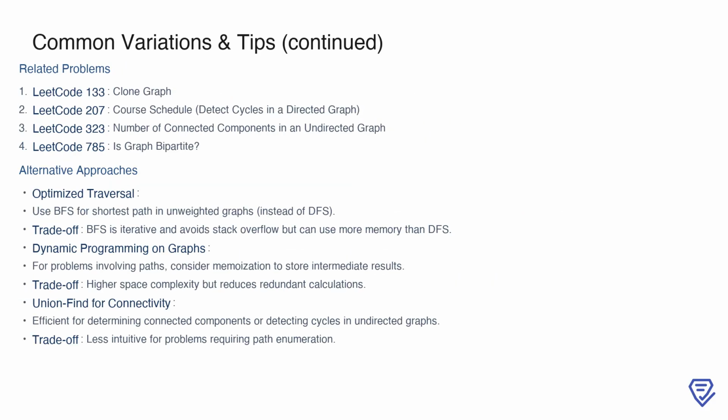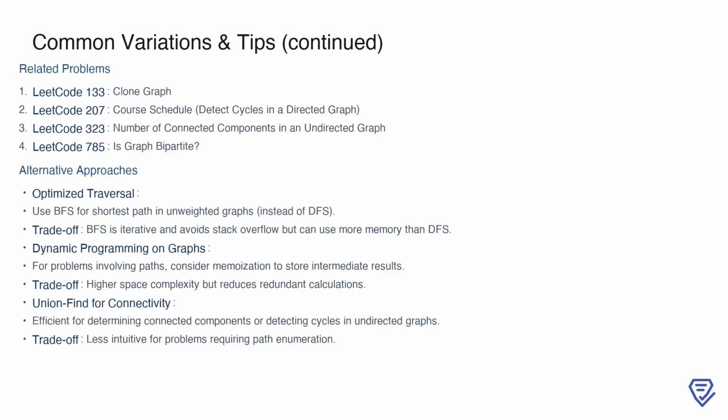If you're looking to deepen your understanding of graph problems, tackling related problems can be a great way to practice. For instance, LeetCode 133 focuses on cloning a graph, while LeetCode 207 involves detecting cycles in a directed graph, as seen in the course schedule problem. LeetCode 323 looks at counting connected components in an undirected graph, and LeetCode 785 explores whether a graph is bipartite. Each of these problems builds on core graph concepts.